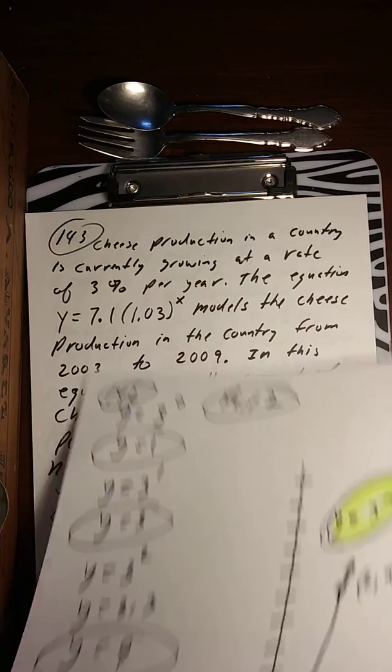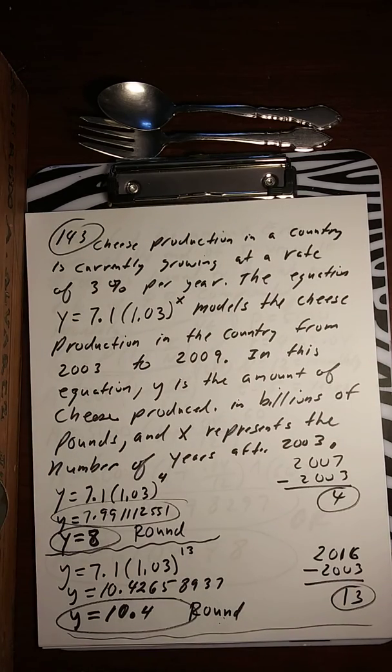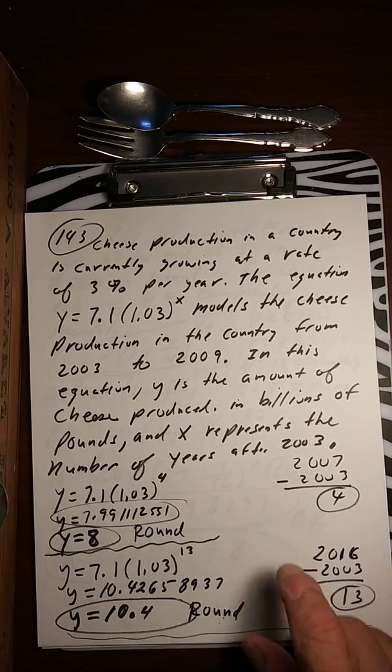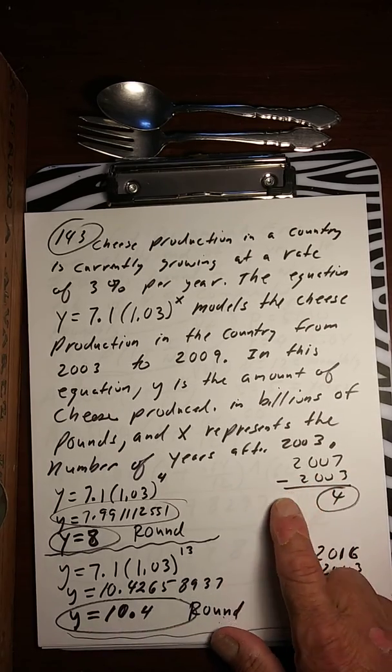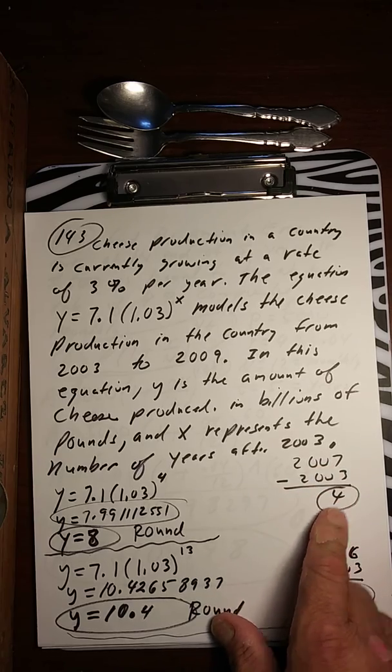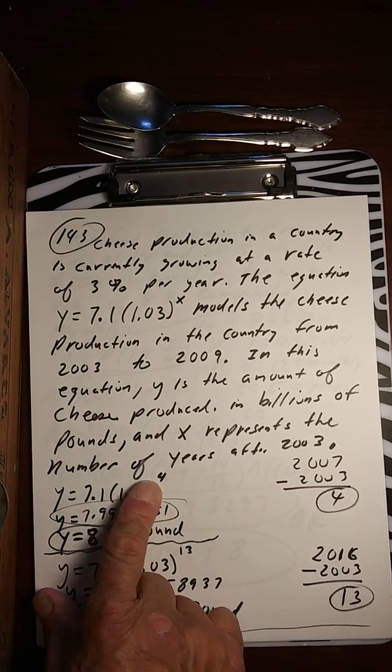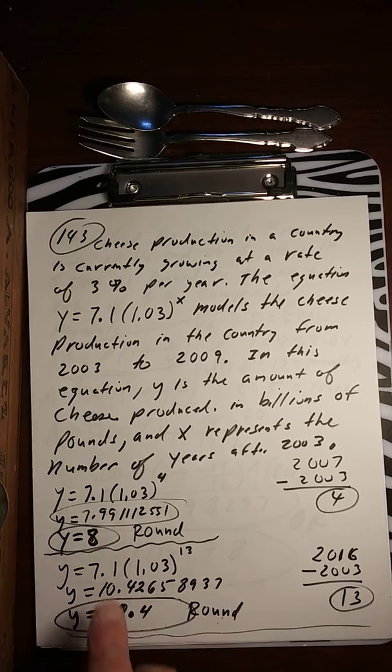An exponential function. Cheese production in a country is currently growing at a rate of 3% per year. The equation models the cheese production in a country from 2003 to 2009. In this equation, y is the amount of cheese produced in billions of pounds, and x represents the number of years after 2003. So they want to know what happens in 2007. So 2007 minus 2003 is 4. Put this in the calculator. You're going to get close to 8.